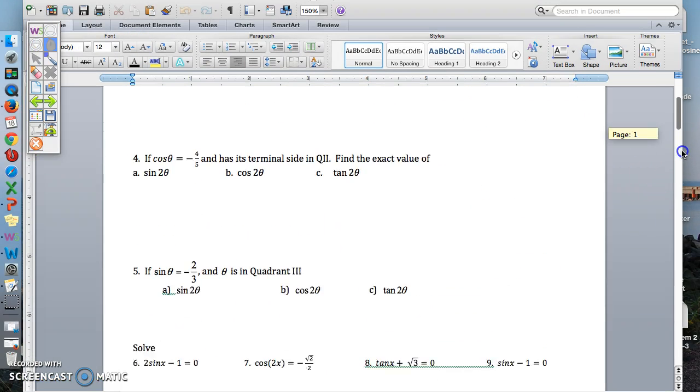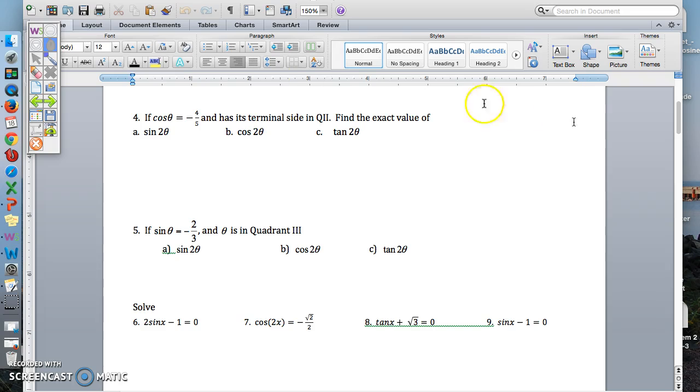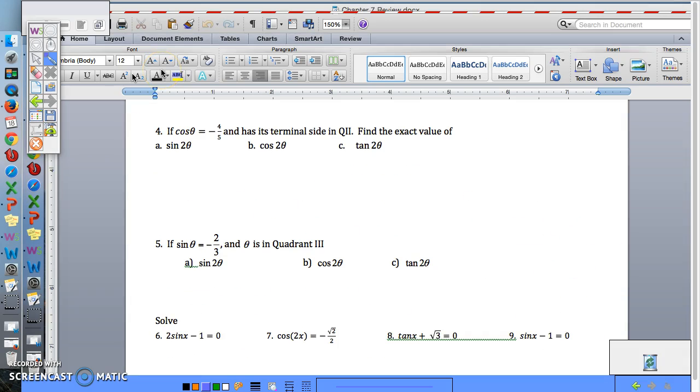These next couple are dealing with the double angles. So let's see. Number 4, we're told it's in quadrant 2. So there's our triangle. Cosine is adjacent over hypotenuse, so 4 over 5, and this would be a negative. And we could do the Pythagorean theorem here: negative 4 squared plus whatever y squared equals 5 squared. But I recognize this as a 3, 4, 5.